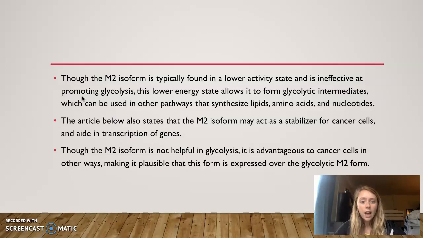the lower energy state actually allows it to form glycolytic intermediates, which can be used in other pathways that synthesize lipids, amino acids, and nucleotides. I have an article in my reference page that states that the M2 isoform also acts as a stabilizer for cells and helps in the transcription of genes. So even though the M2 isoform is not helpful in glycolysis necessarily, it is helpful to cancer cells in other ways, which makes it plausible that this form is expressed over the M1 glycolytic form.